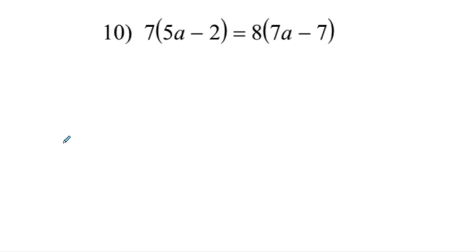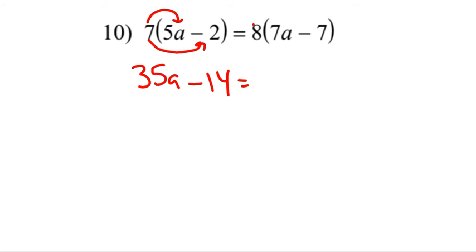Okay, one more, last problem here. Again, we have distributive property on both sides. So 7 times 5a is 35a. And 7 times a negative 2 gives me negative 14. Right-hand side, 8 times 7a is 56a, and 8 times negative 7 is negative 56.